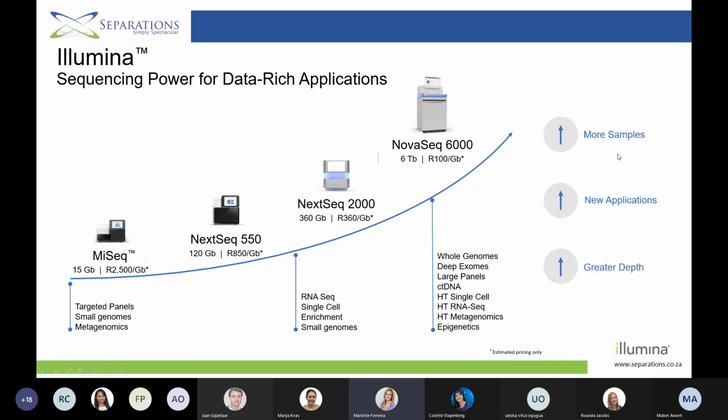With something like the NovaSeq, we can run more samples. There's a variety of new applications that you can run on the NovaSeq, and you can increase the depth of sequencing.